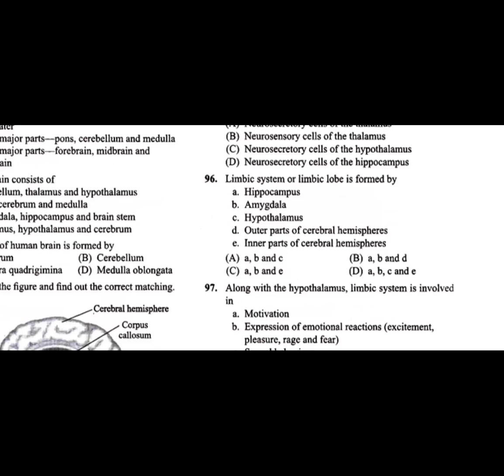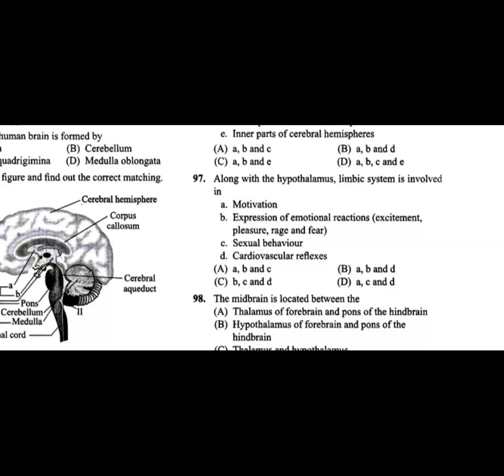Question number 97, students. Along with the hypothalamus, the limbic system is involved in. So the hypothalamus secretes hormones and controls many of the physiological functions. Along with this, the limbic system is involved in motivation, expression of emotion, emotional reactions, as I said earlier, excitement, pleasure, rage, fear. It's again an NCERT statement, students, as well as sexual behavior.